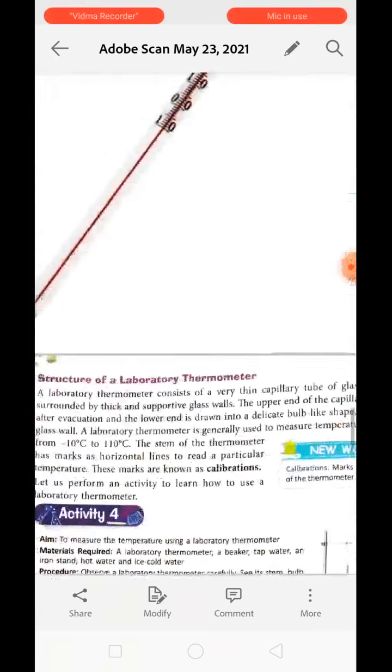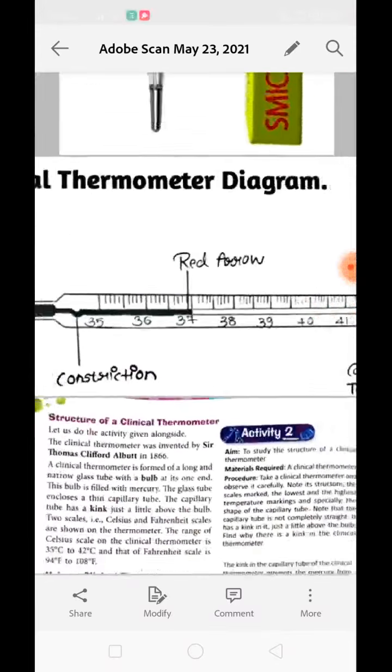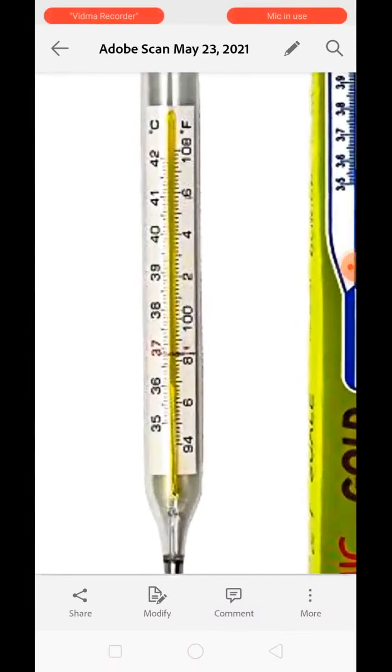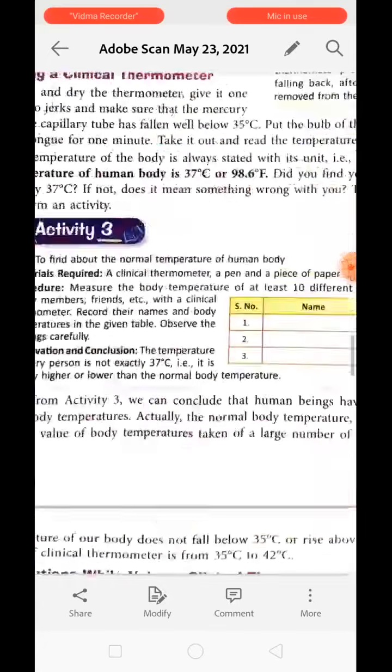See over here. In a clinical thermometer, we use two scales, that is degree centigrade and degree Fahrenheit. Okay, so the two scales used to measure the temperature in a clinical thermometer are degree centigrade and degree Fahrenheit. Now next question, long answer type of question.